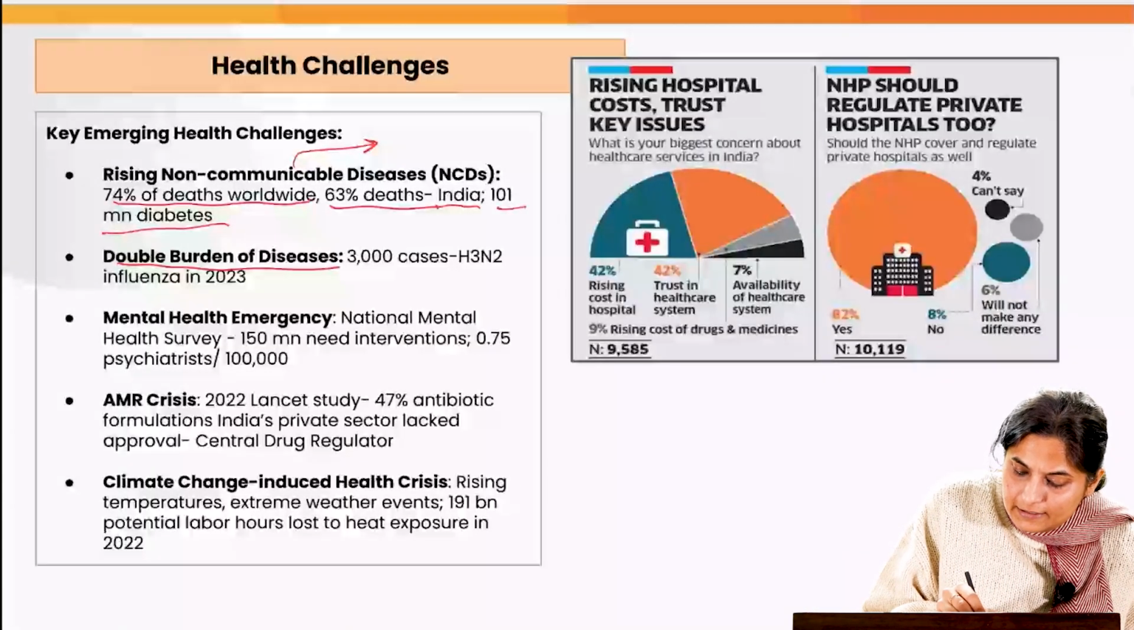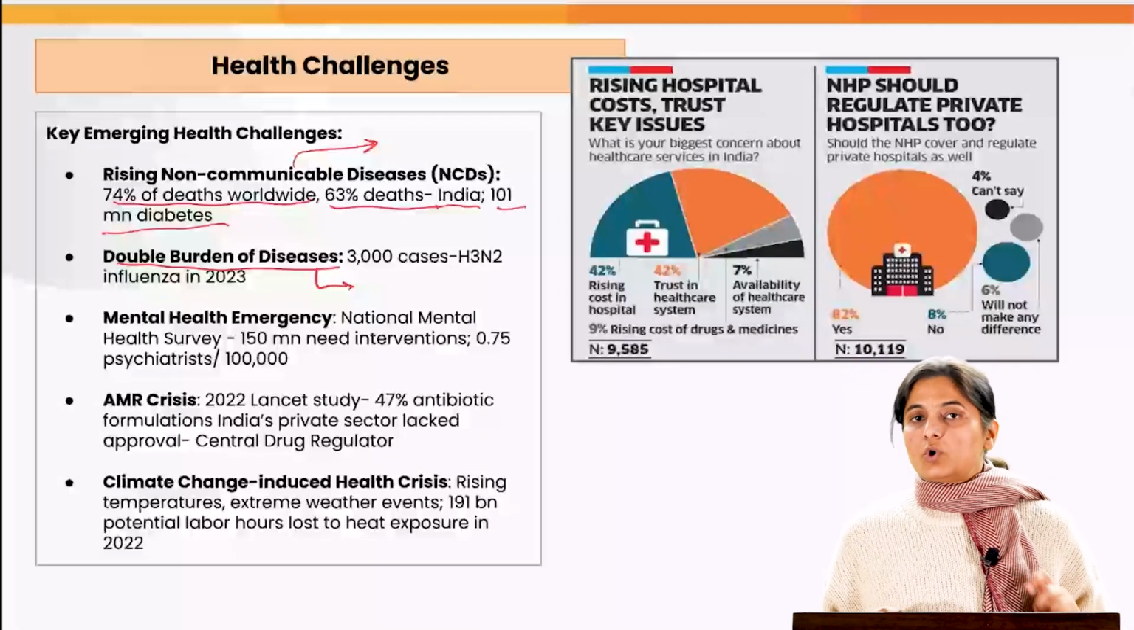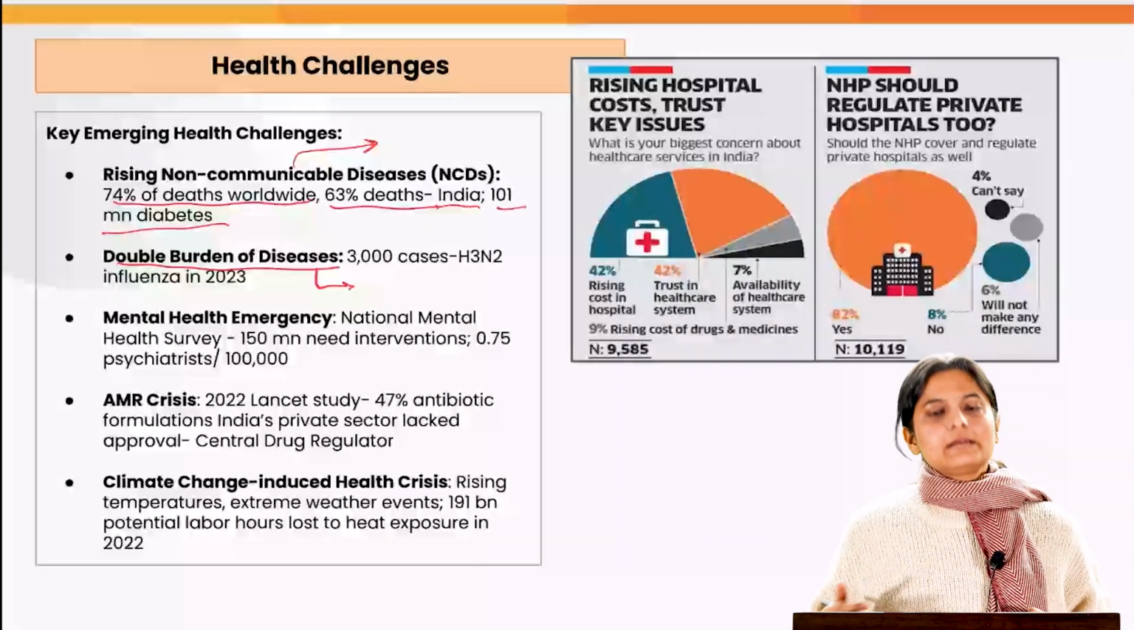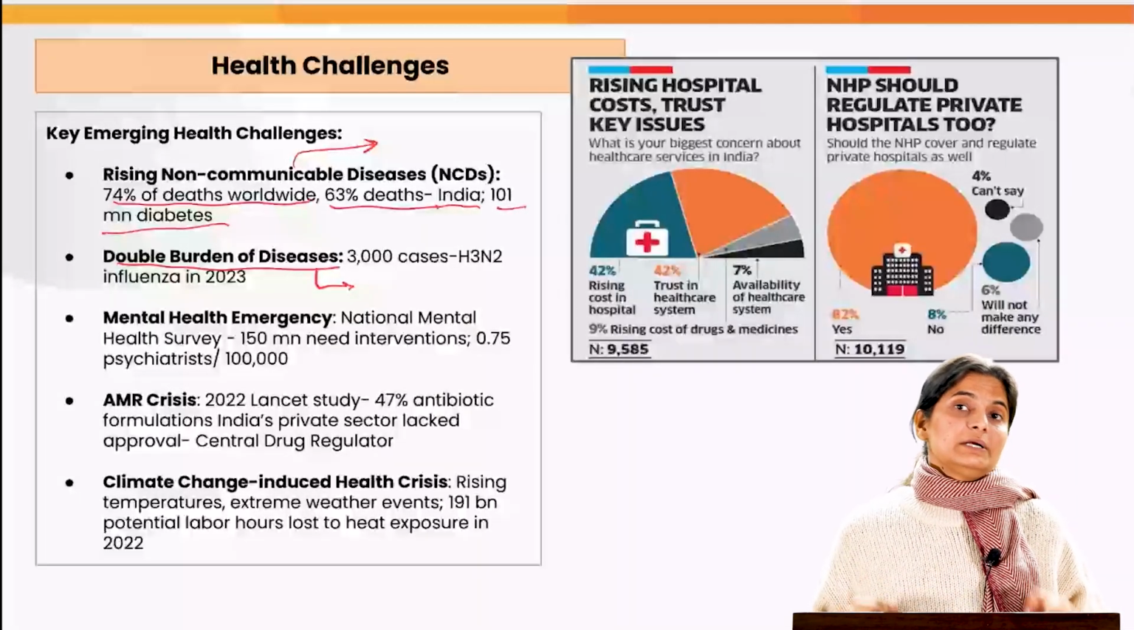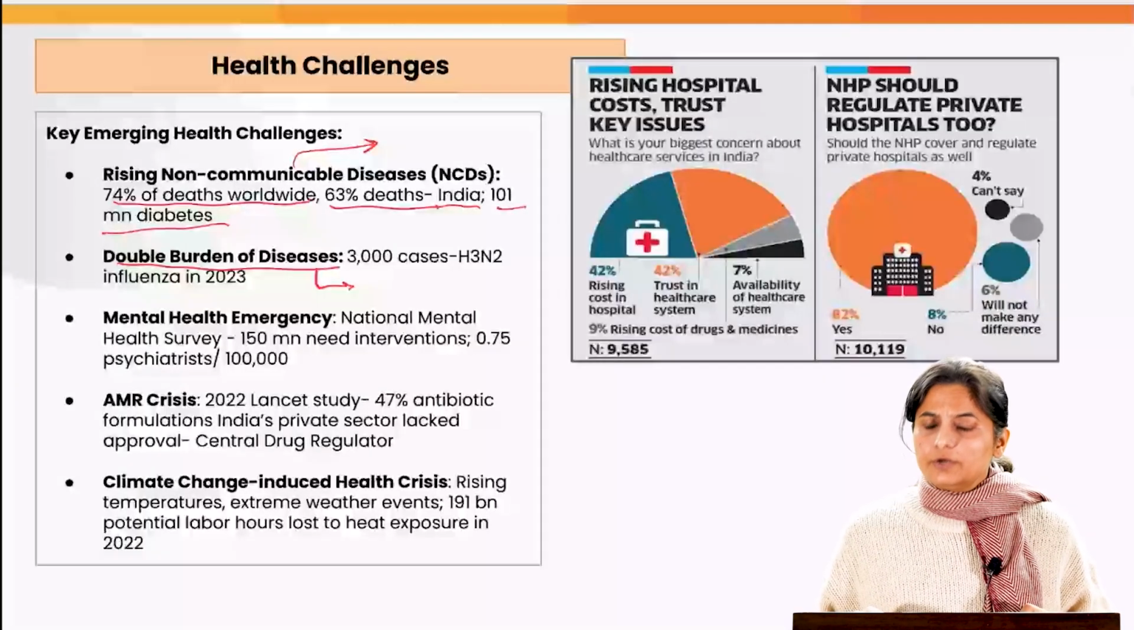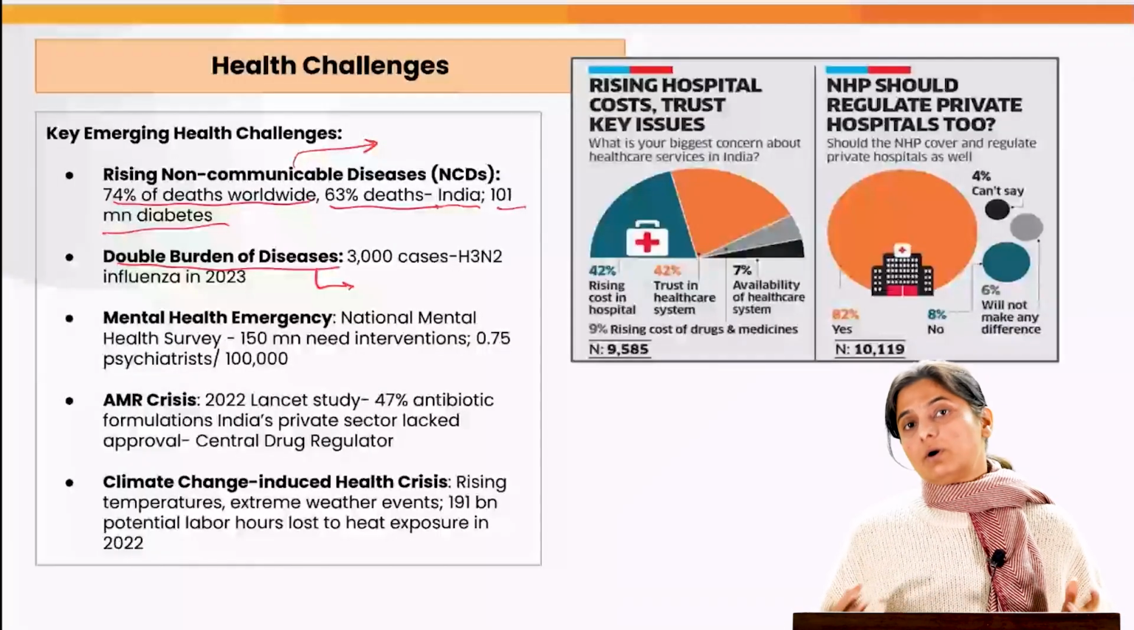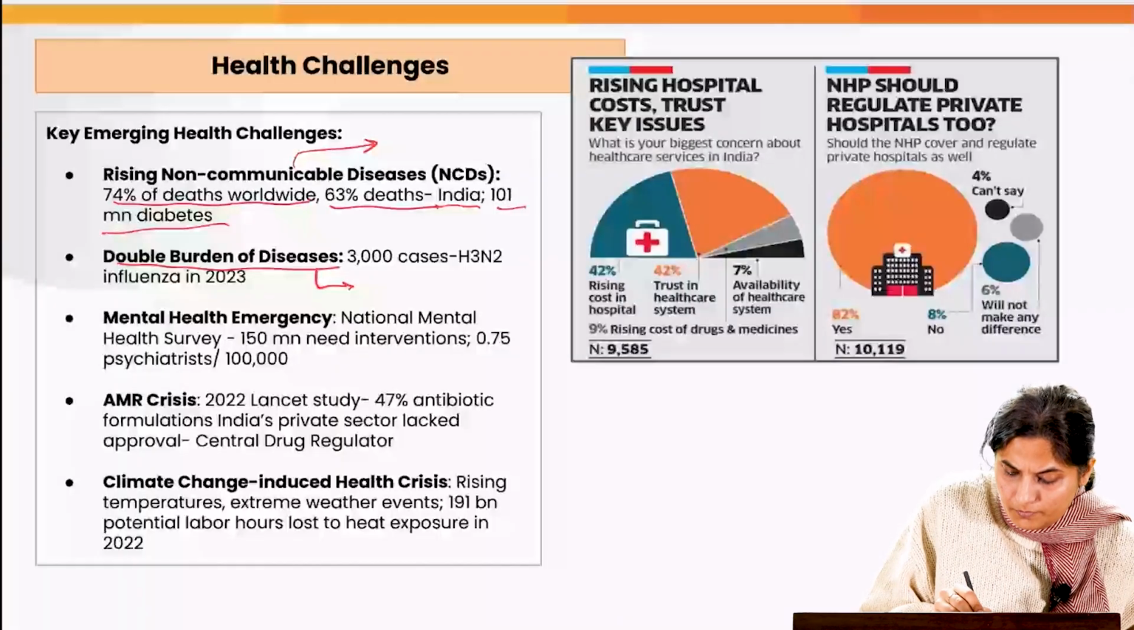Now, like I said, there is a double burden of diseases, not just non-communicable disease. We are still suffering from communicable diseases. Examples could be TB, tuberculosis, or malaria, or dengue, just to list a few.